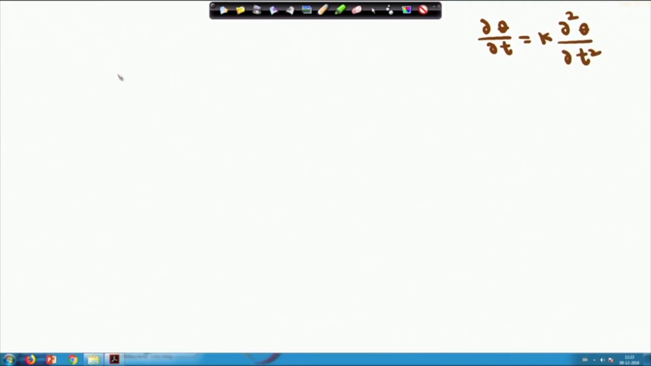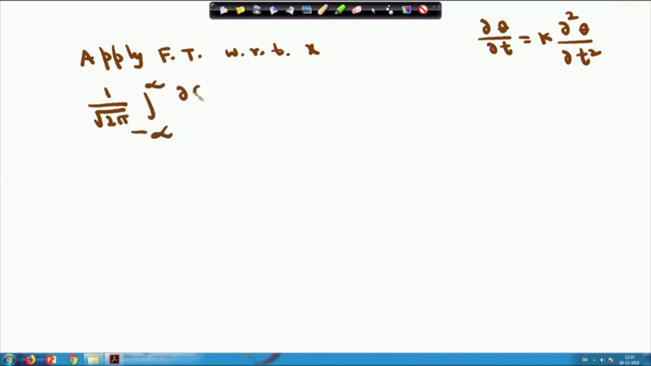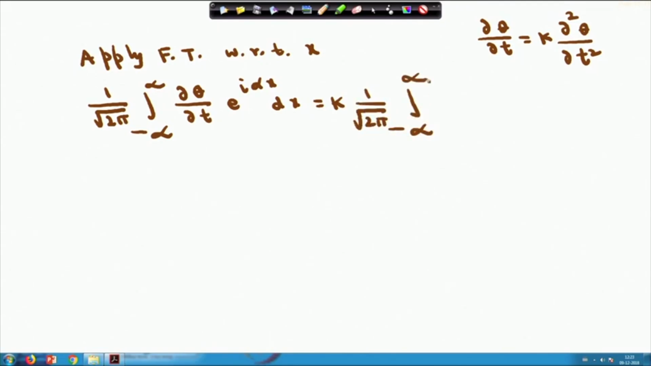So, apply the Fourier transform on both sides. If you apply the Fourier transform with respect to the variable x on this given equation, the left hand side will be 1 by root 2π, from the definition, integral from minus infinity to infinity of ∂θ/∂t into e^(iαx) dx. And the right hand side will be k into 1 by root 2π, integral from minus infinity to infinity of ∂²θ/∂x² into e^(iαx) dx.